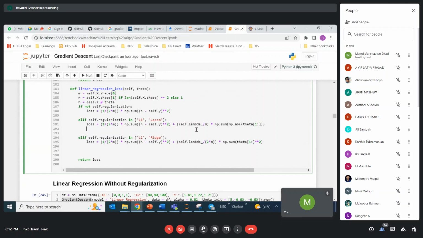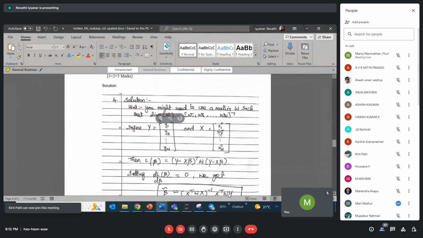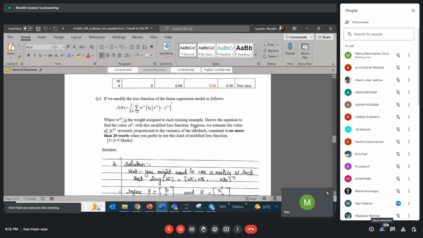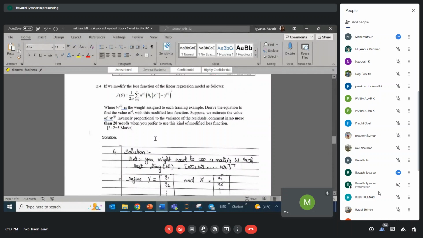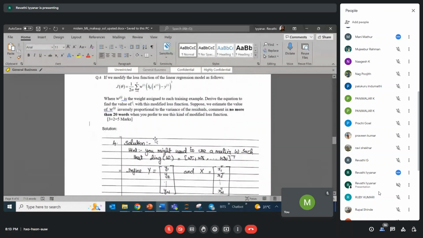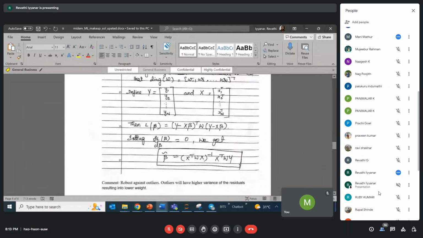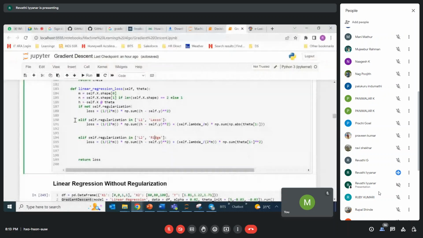But the question that is given with the modified loss function is to derive the theta updater, or I think they are asking to estimate the value of the weights, right? So we need to derive the equation to find the value of the loss function. That is the first part. There we need to actually do it, right here, if a modified loss function is given.